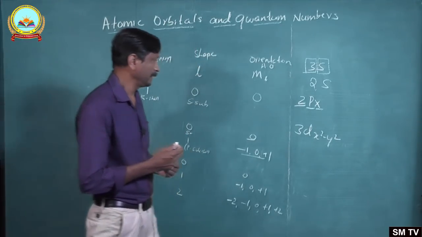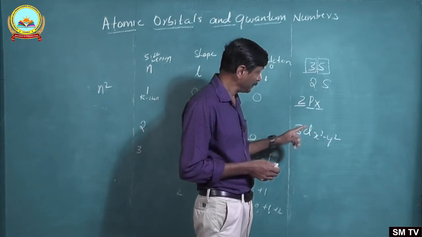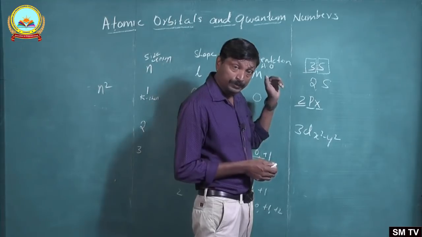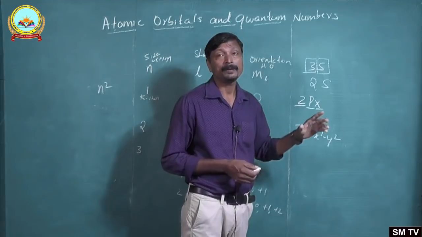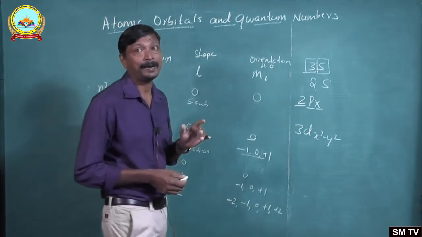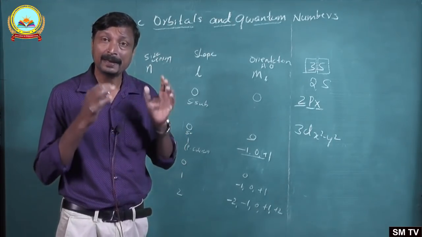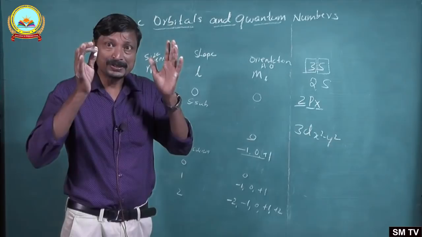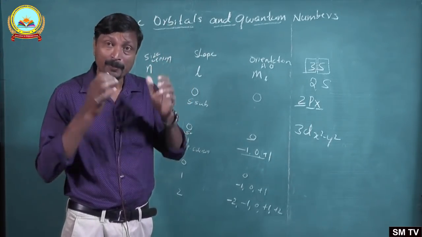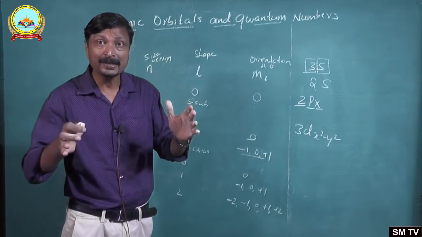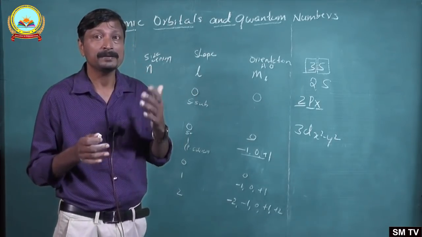What is this one? 3d x square. Here 3 is the principal quantum number, d is the azimuthal quantum number, x square minus y square is the magnetic quantum number. Therefore, each orbital is tagged with these three quantum numbers. These three quantum numbers clearly define what its size is, what its energy is, what its shape is, and which direction it is oriented. All this information the orbital provides.